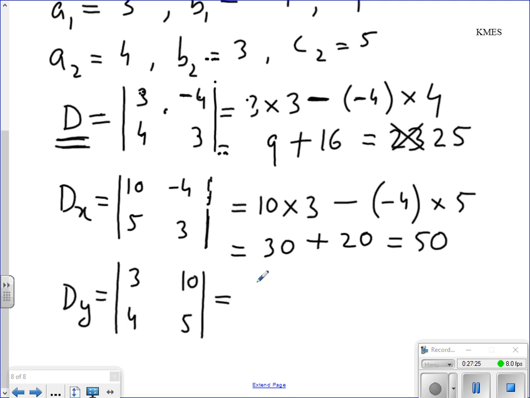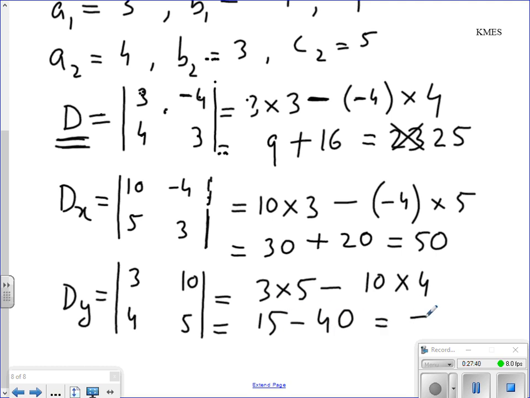Rest, how to find the value of the determinant, we already know. So we'll proceed. 3 into 5 minus 10 into 4. So that gives us 15 minus 40. That gives us minus 25.